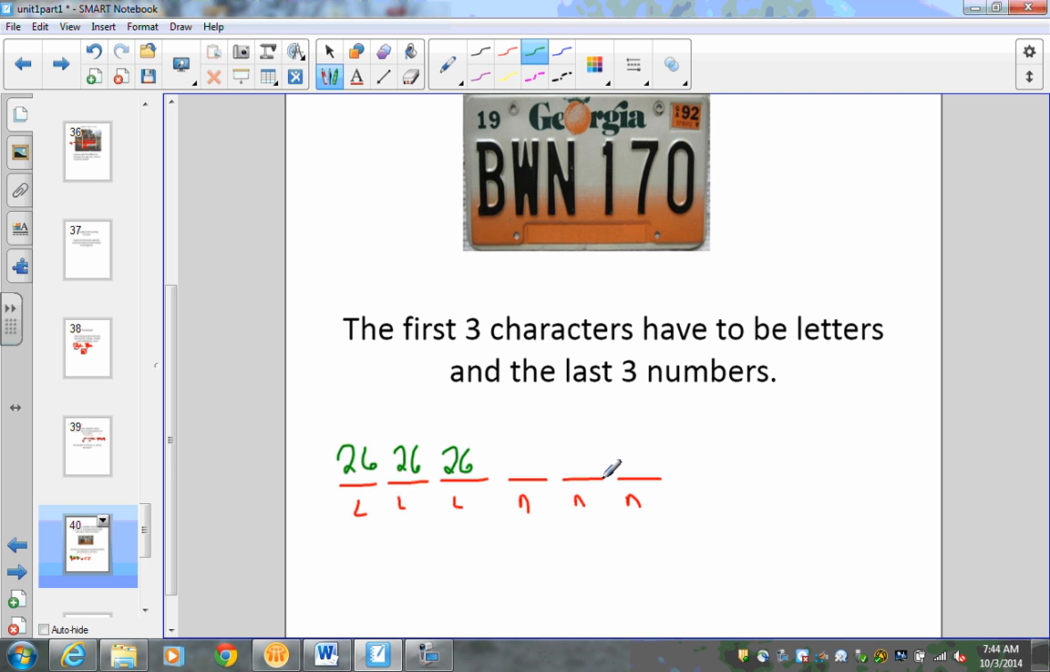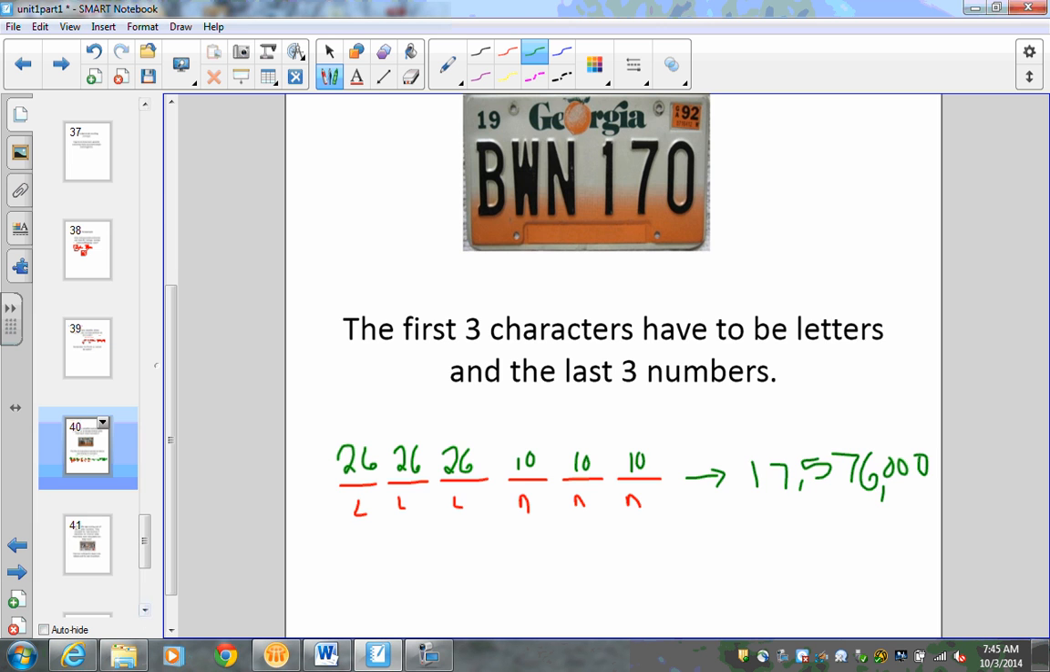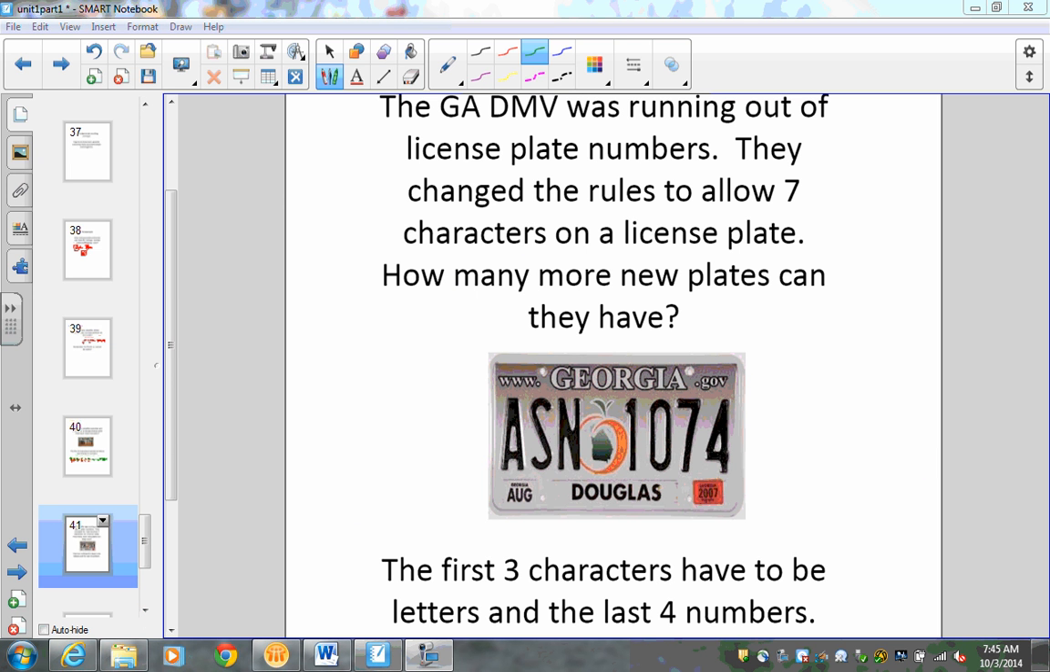So 26 choices for the first 3. And of course, numbers, we already went over that. That's 0 through 9, which is a total of 10 digits. 10 and 10. And so to figure out how many possibilities, we just take all of our numbers and multiply them all together. And when we do that, we're going to get a large number. I'm doing this all with my calculator right now, so I've got to write all the numbers down, then I can tell you. All right, so let's see, 17,576,000 possible combinations.